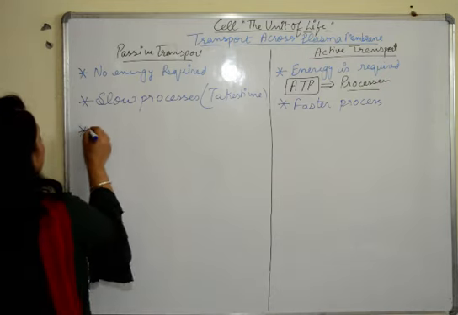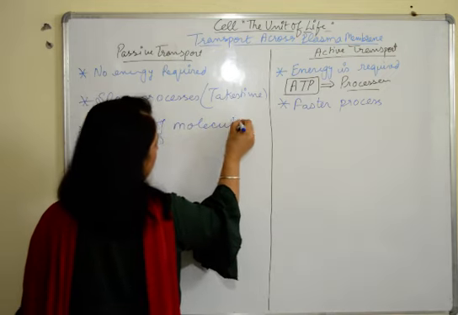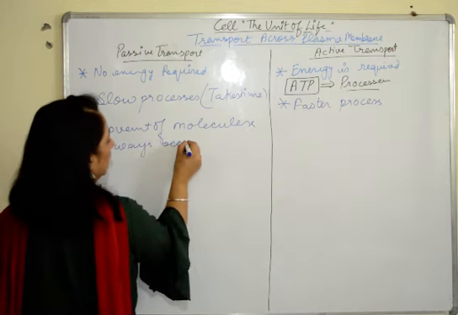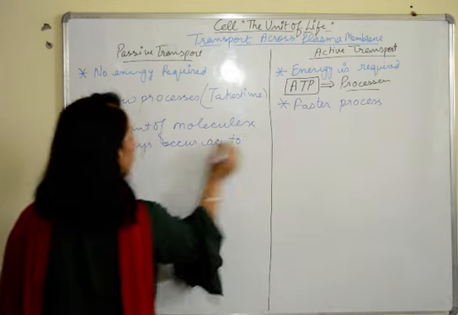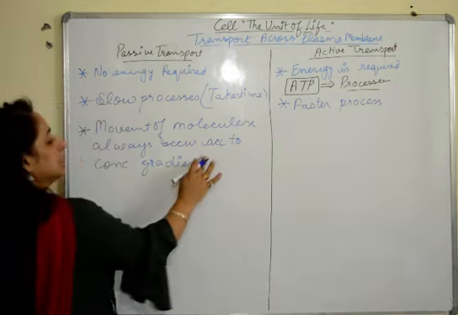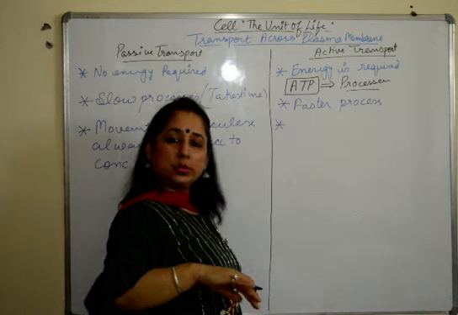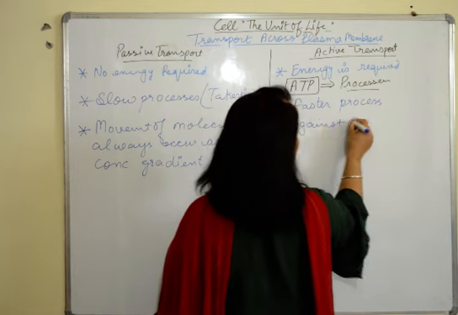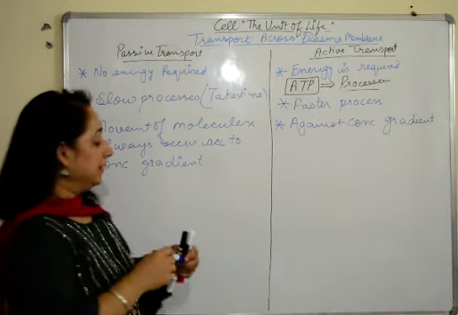Then movement of molecules always occurs according to concentration gradient. I'll explain what it is. Whereas in case of active transport, it can occur opposite also. That means it can occur against concentration gradient.